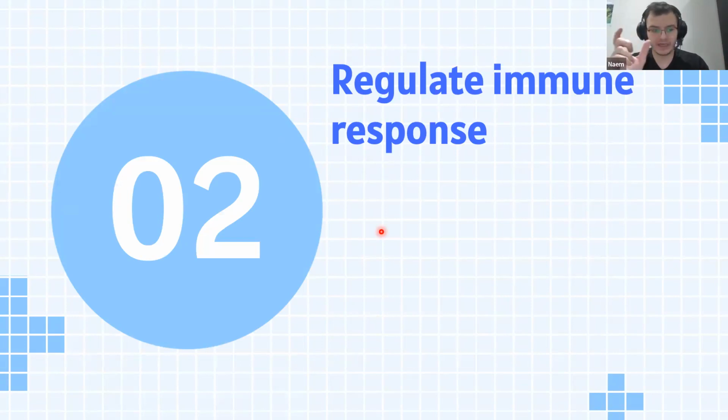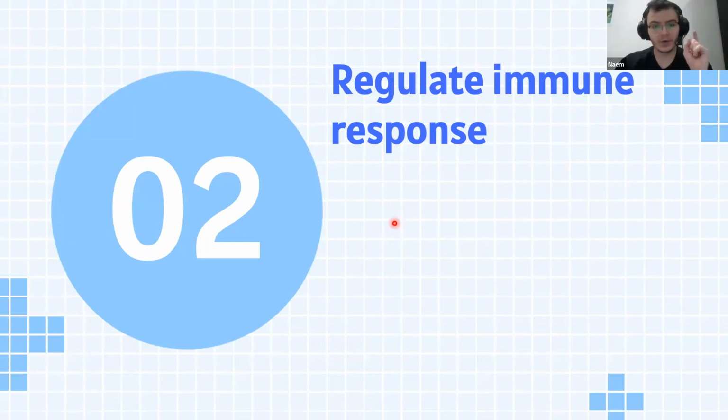Again, regulate means it controls. The immune response is the response that the body makes to attack pathogens and basically foreign microbes that are inside the body. Basically, bacteria, viruses, all of that. The endothelium also has a role in regulating that immune response.